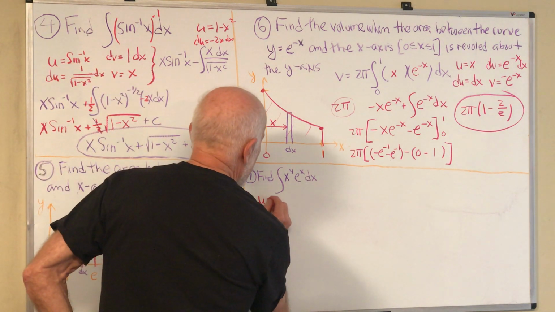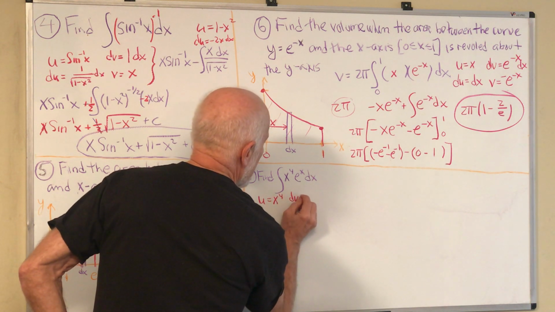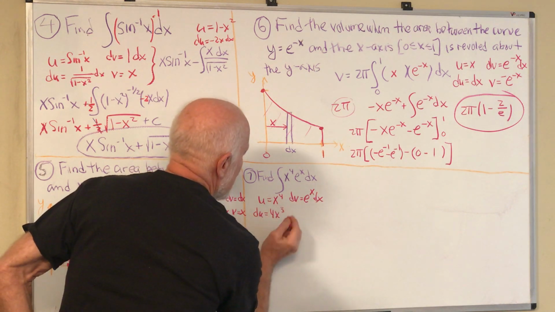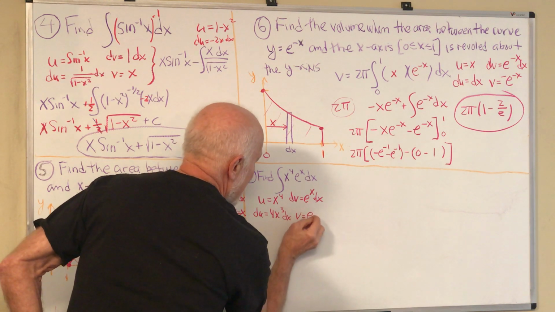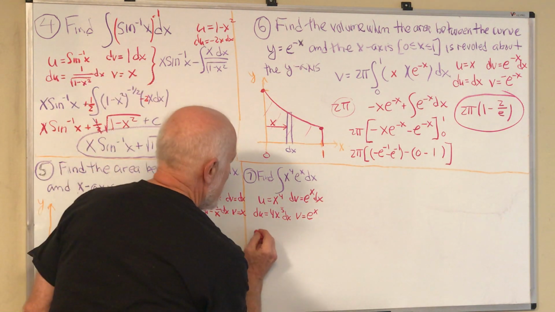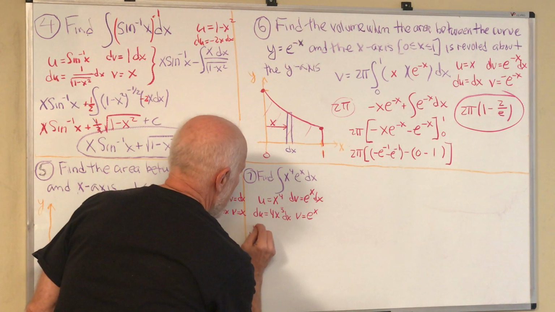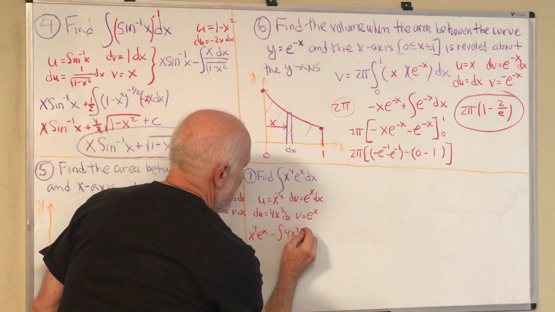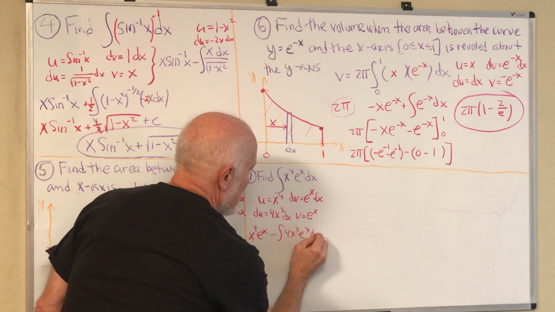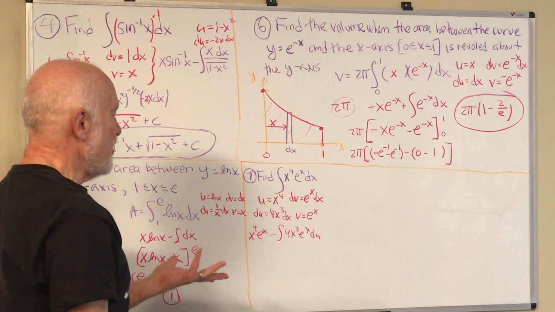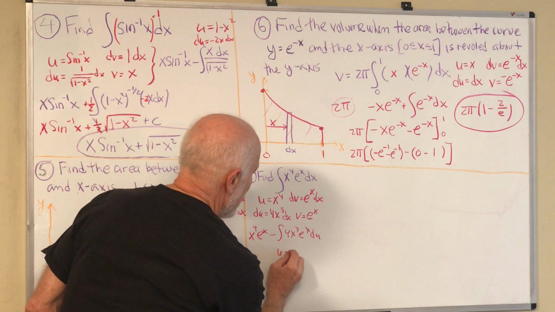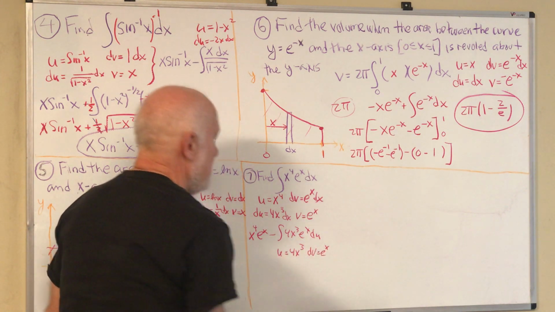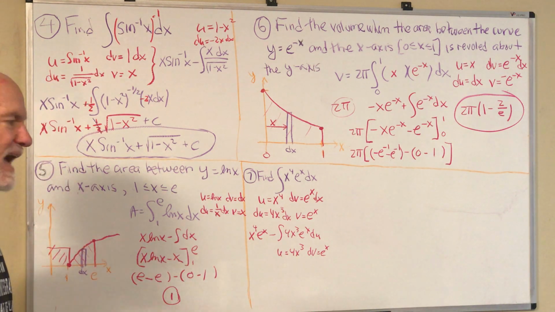Well, let's try u to be x to the 4th. I'm going to go through this pretty quickly. du is 4x cubed dx. v, the antiderivative of e to the x, is e to the x. So you get u v minus the integral of v du. And then you're going to do it again. You're going to let u equal 4x cubed and dv be e to the x. But you kind of see that this is going to take a long time.